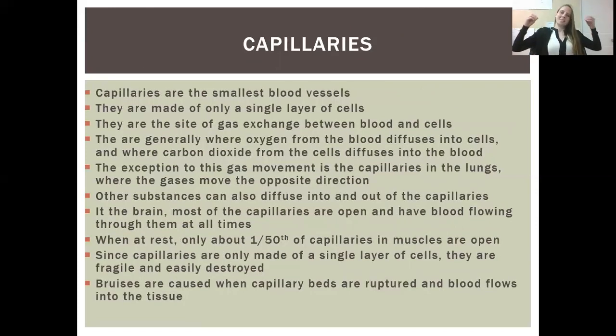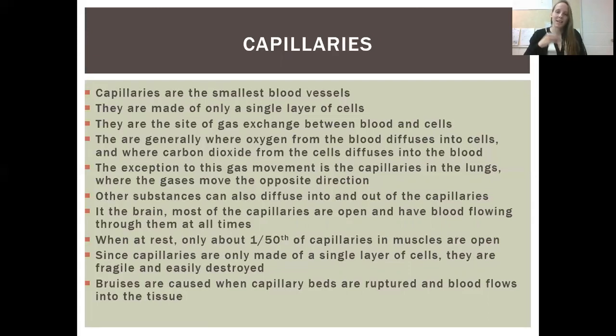Okay, so that is your arterioles that are doing all that vasoconstriction and vasodilation. And then again, between the arterioles and the capillaries, we have that precapillary sphincter. If that sphincter is open, the blood will go from your arteriole into the capillaries. The capillaries are the smallest blood vessels. They are only a single layer of cells thick. And that's important because this is the site of gas exchange between the blood and your cells.